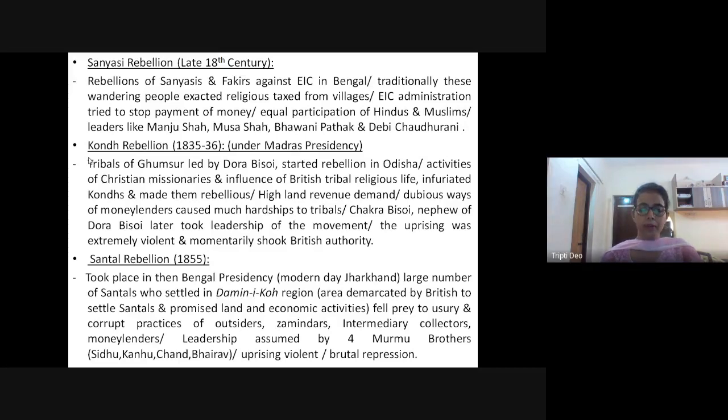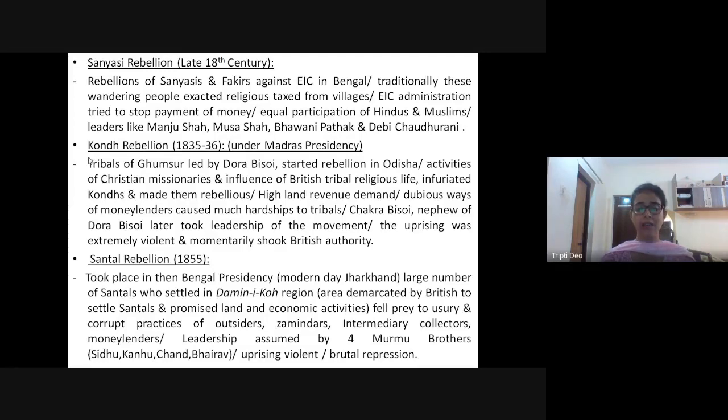So sannyasis and fakirs were doing many things. They were into multiple occupations, but their primary revenue came from being wandering people. When someone goes on a pilgrimage, a religious tax was given to them. The pilgrims would give them some amount of money as tax when they were going for their pilgrimage. So that's how they started.